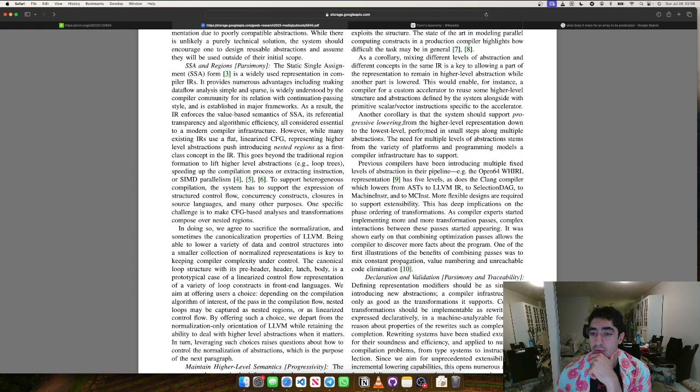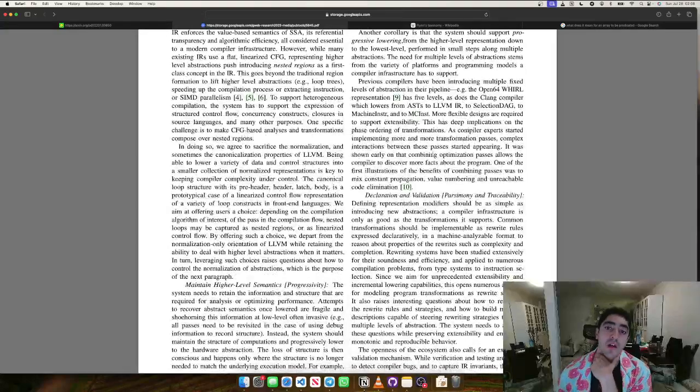The need for multiple levels of abstraction stems from the variety of platforms and programming models a compiler structure has to support. Previous compilers have been introducing multiple fixed levels of abstraction in their pipeline. For example, the Open64 WHIRL representation has 5 levels, as does the Clang compiler, which lowers from ASTs to LLVM IR to selection directed acyclic graph to machine instructions and to MC instructions. More flexible designs are required to support extensibility.